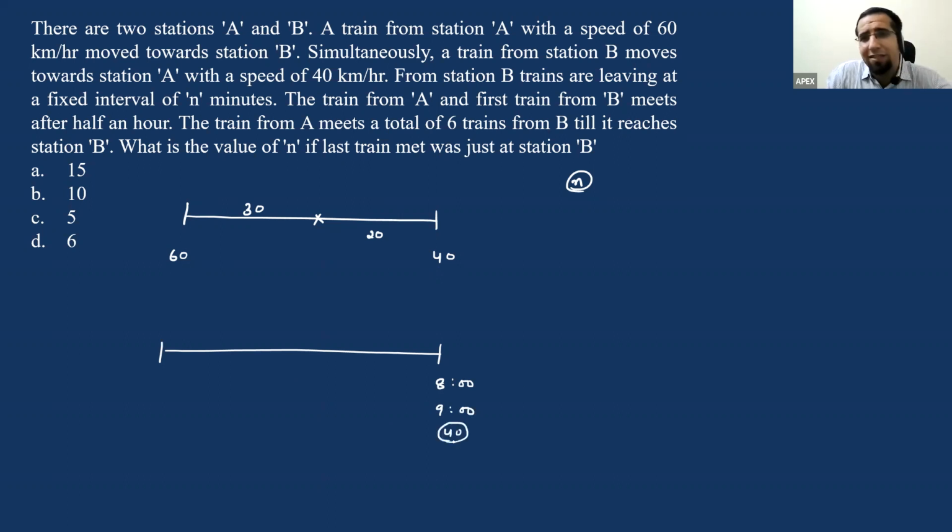I am referring, let's say, 2 hours later. 2 hours later, the first train, train number 1, let's say, is here at 10 o'clock, which is how far away? 80 kilometers away. Now, train 2 at 10 o'clock will be somewhere here. That is how far away? That is only 40 kilometers away.